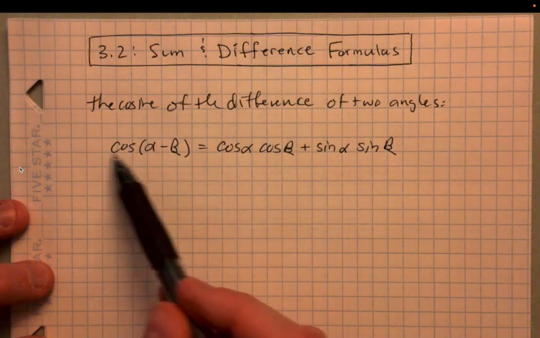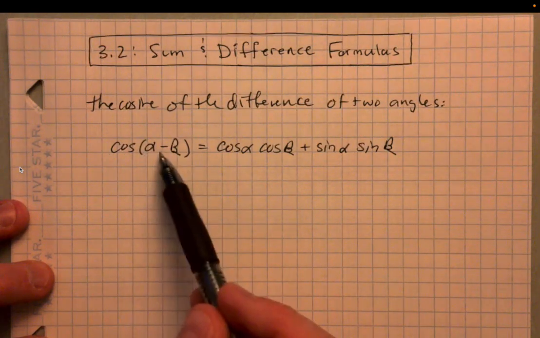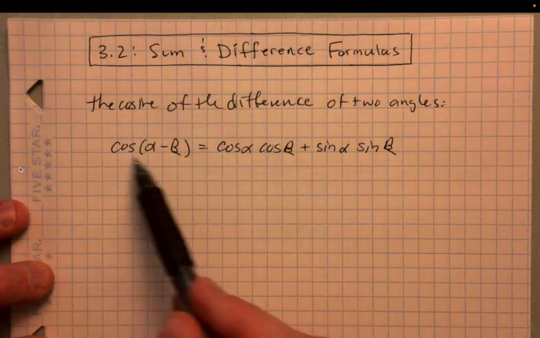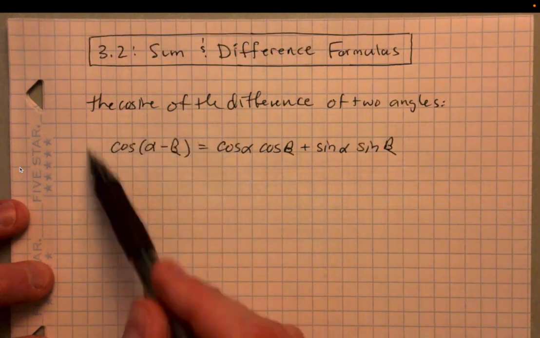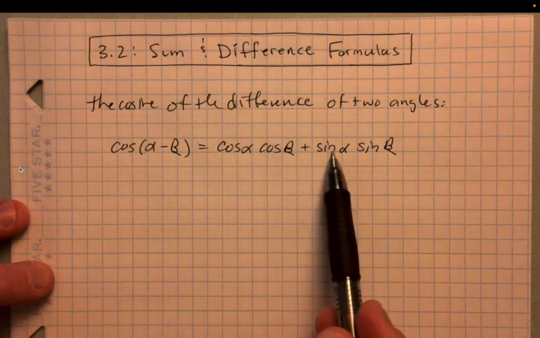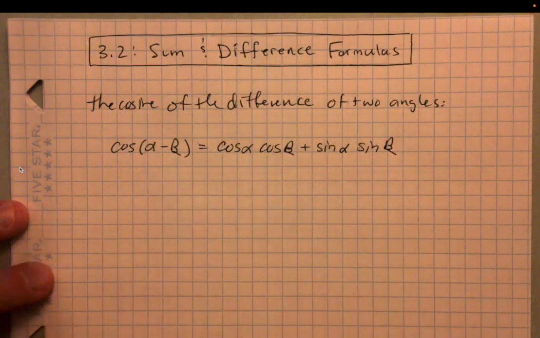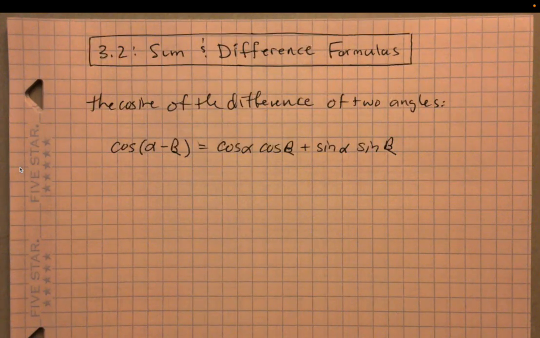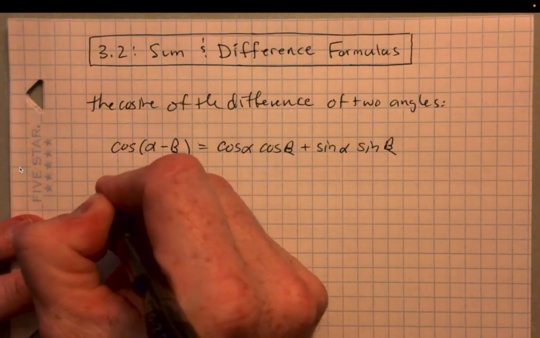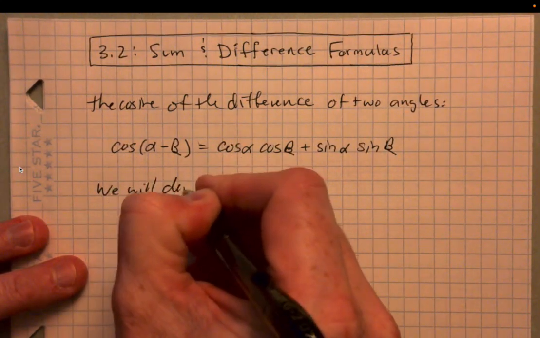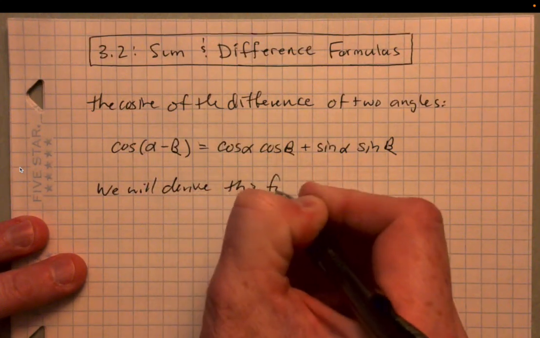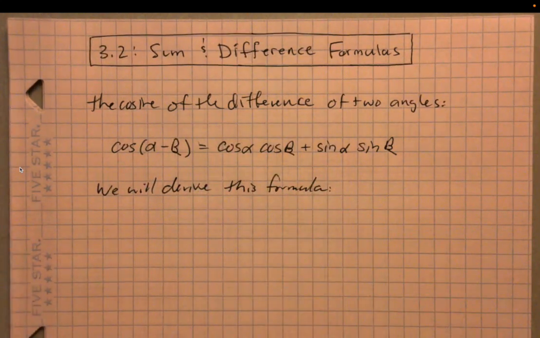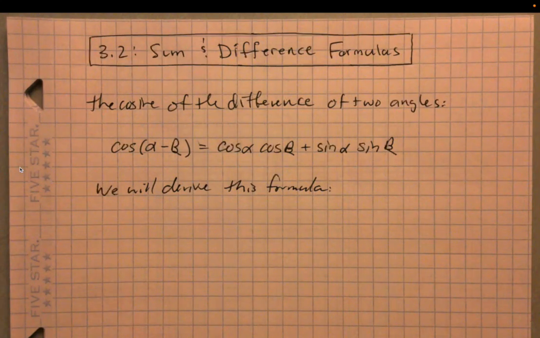So if I want to calculate the cosine of the difference between an angle alpha and another angle beta, then I can calculate it directly like this, obviously, or I can use this formula in its place. Okay, and so where in the world does this come from? So I'm going to go ahead and we're going to do a derivation. We'll derive this formula, and it's a slightly complicated derivation. But it's nothing that we can't handle.